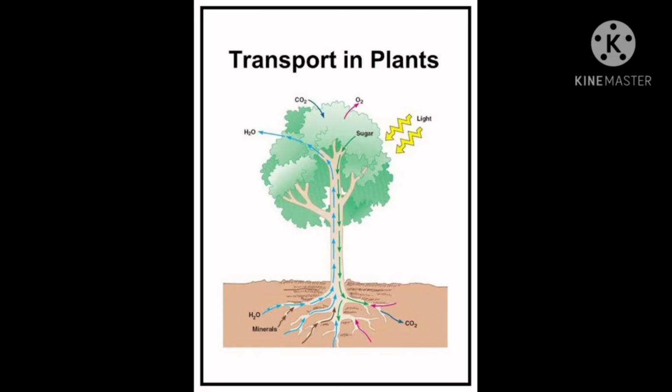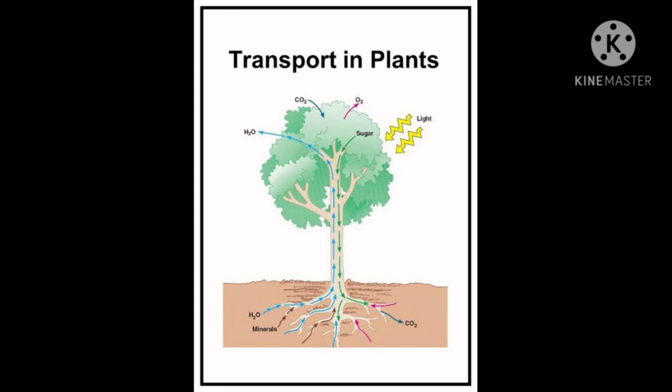So, first of all, we are going to see transportation in plants. Transportation in plants means absorption of water and minerals and transportation of food in plants. Water and minerals are absorbed from the soil by the roots of plants. You all know this. And these are transported to different parts of the plant, to the stem. You can see in this picture.